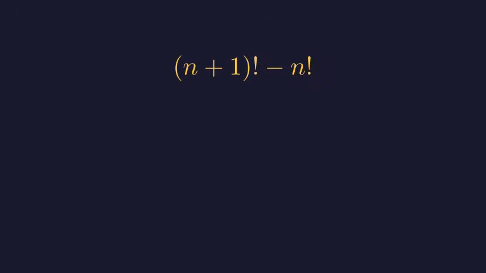Now we substitute this expanded form back into our original expression. The equation transforms from n plus 1 factorial minus n factorial into the quantity n plus 1 times n factorial minus n factorial. Now we have a standard algebraic expression. Notice that both terms share a common factor of n factorial. It is exactly like having a variable times y minus y.